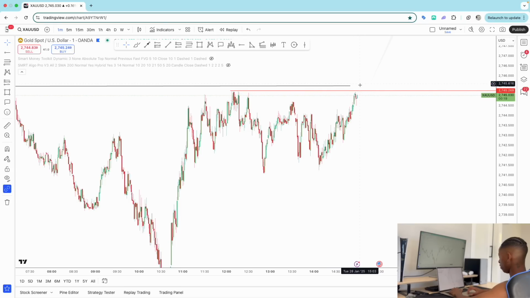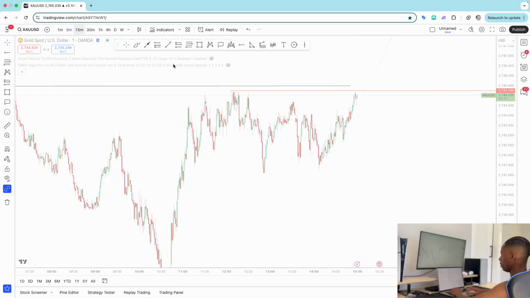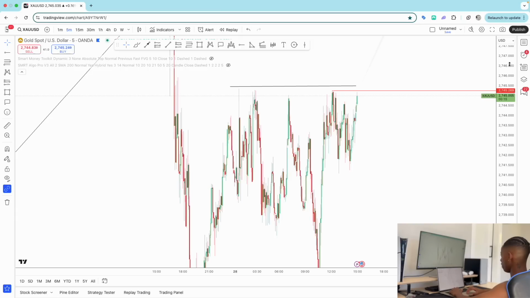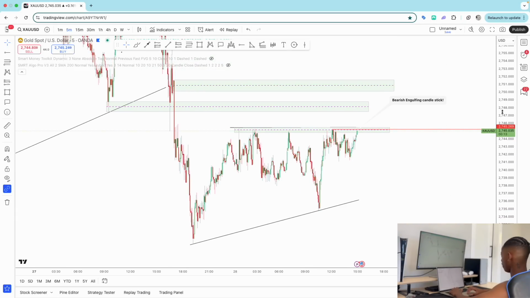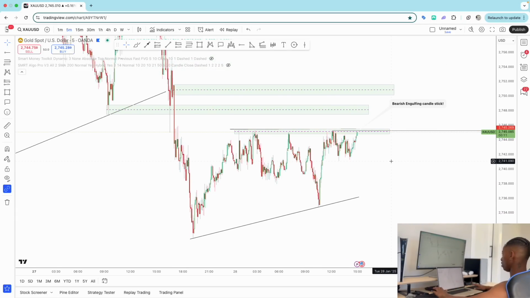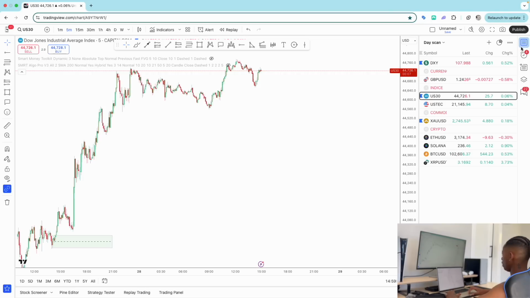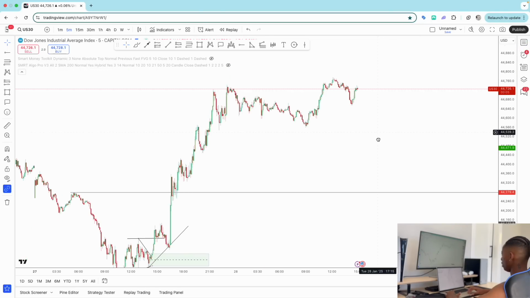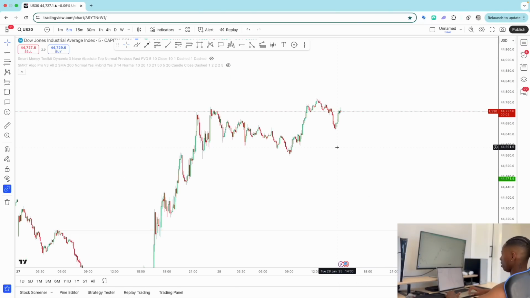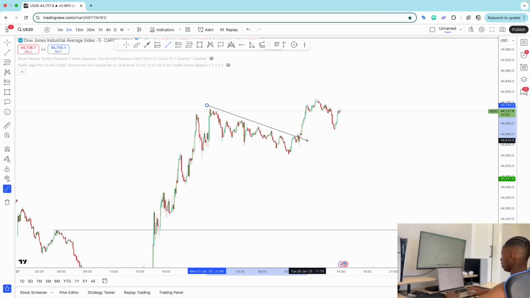Looks like maybe price can break to the upside, but we shall see as we go. For now, let's just manage this and wait for entry. But at the same time, while waiting for entry, let me just see if we can hopefully find some entries here on US 30. Right here, just like this.